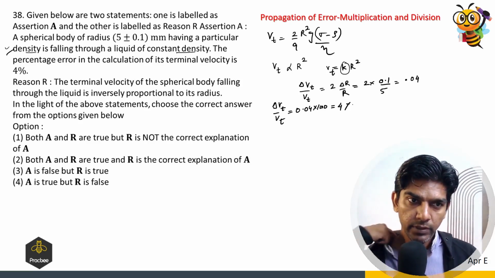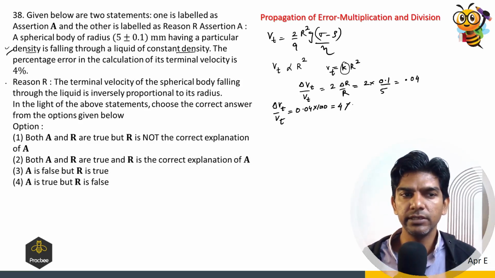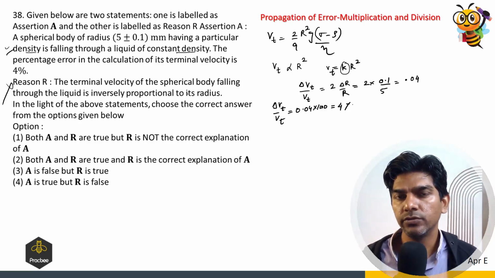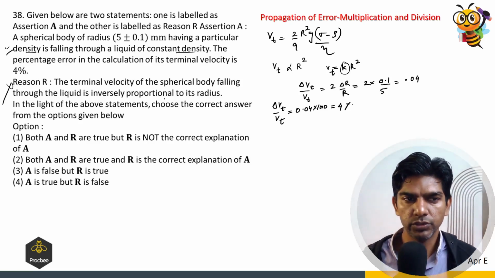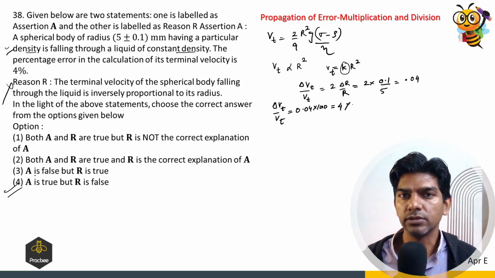Now let us see the reason. The terminal velocity of a spherical body falling through a liquid is inversely proportional. This reason is incorrect, right? It is directly proportional to the square of the radius. It is not inversely proportional. So which option is correct? Assertion is true, but reason is false. So option 4 is the right answer.